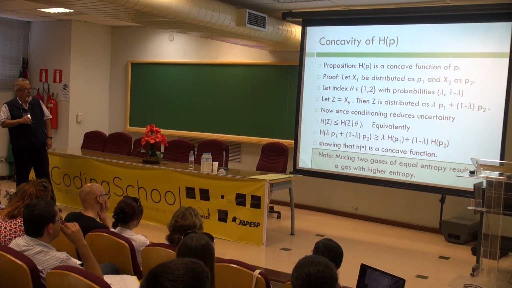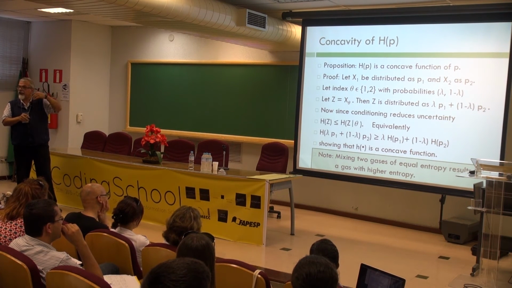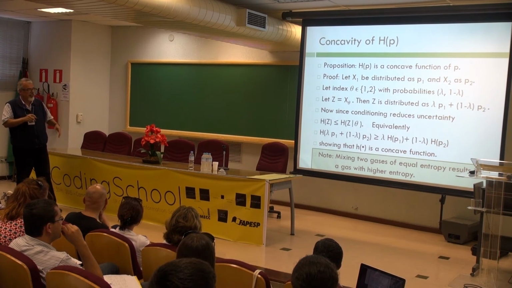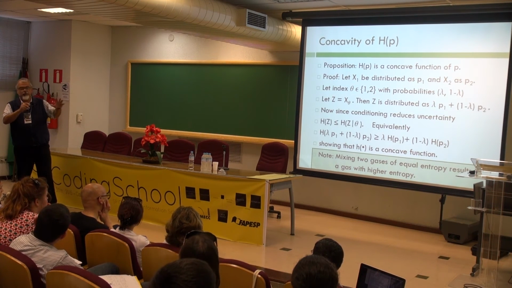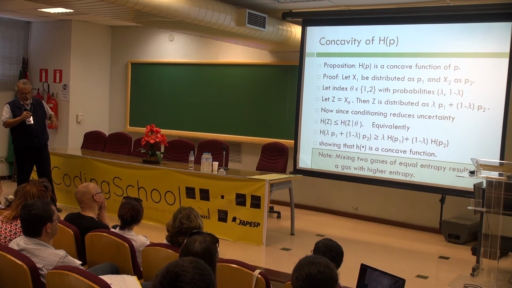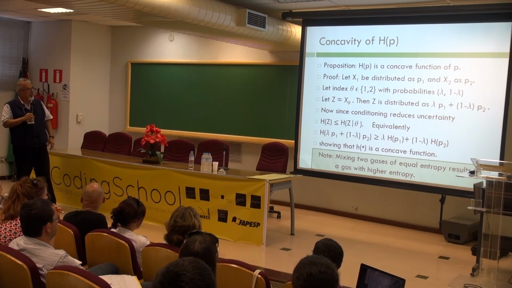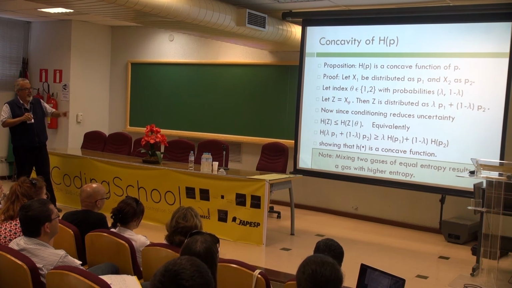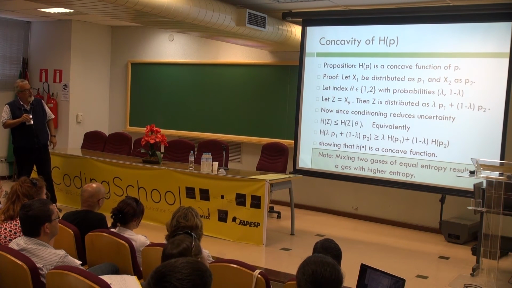So one consequence is if we mix two gases of equal entropy, it results in a gas with higher entropy. Again, the second law of thermodynamics coming into play here. So I'm sure that Boltzmann was happy when he realized that Shannon was pursuing these things after his work. Notice that we could use some other things, but again, we're looking at that very basic lemma that we had in the beginning.